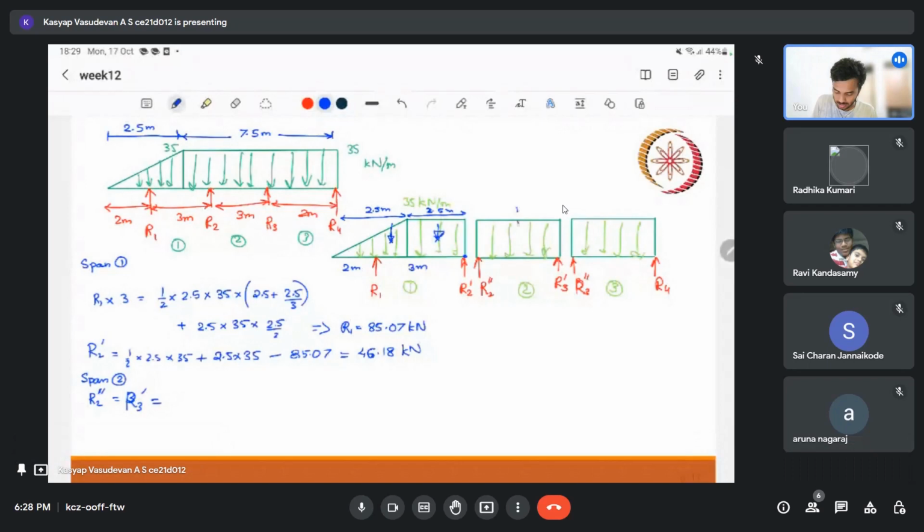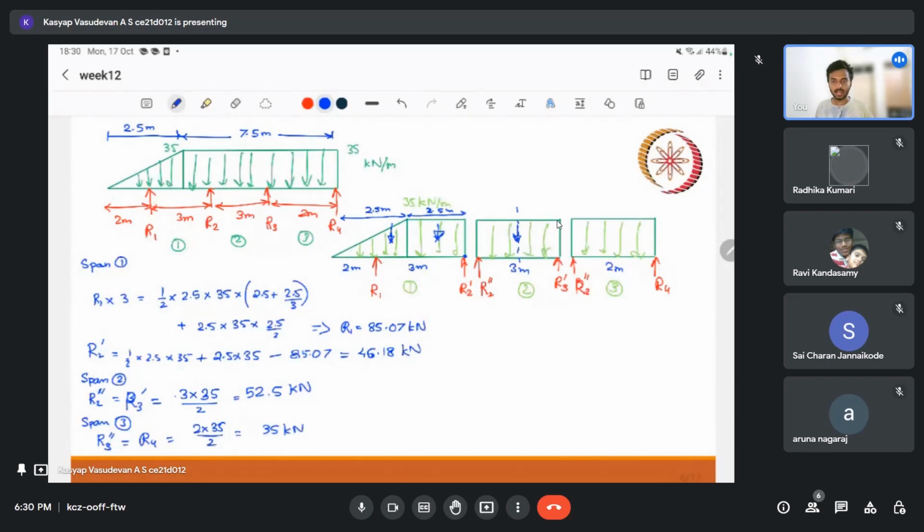Since it is symmetric, I will take the total load and divide it by 2. The total load is the area of this, our span is 3 meter, so it will be 3 into 35 by 2, that is 52.5 kN. So we have got R3 dash and R2 double dash. For span 3, that is our last one, it's also very simplistic. R3 double dash is equal to R4, which is 2 into 35 by 2, that will be 35 kN.